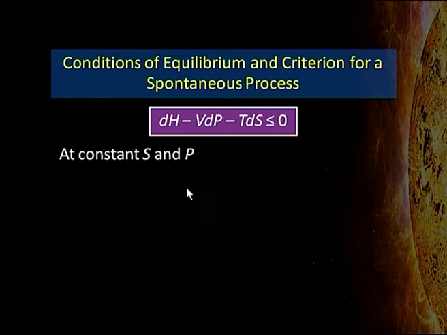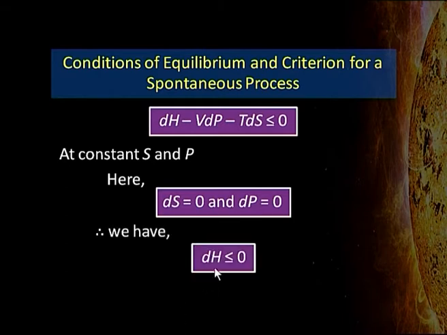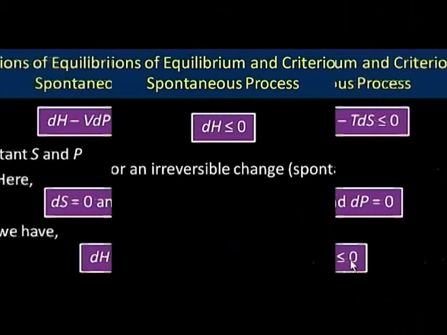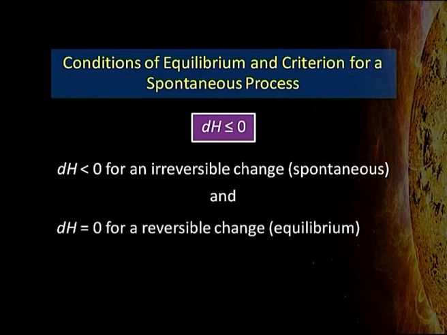At constant S and P, dS will be equal to 0 and dP will also be equal to 0. Therefore, we will have dH is less than or equal to 0. dH is less than 0 for an irreversible change or a spontaneous change, and dH is equal to 0 for a reversible change or at equilibrium.